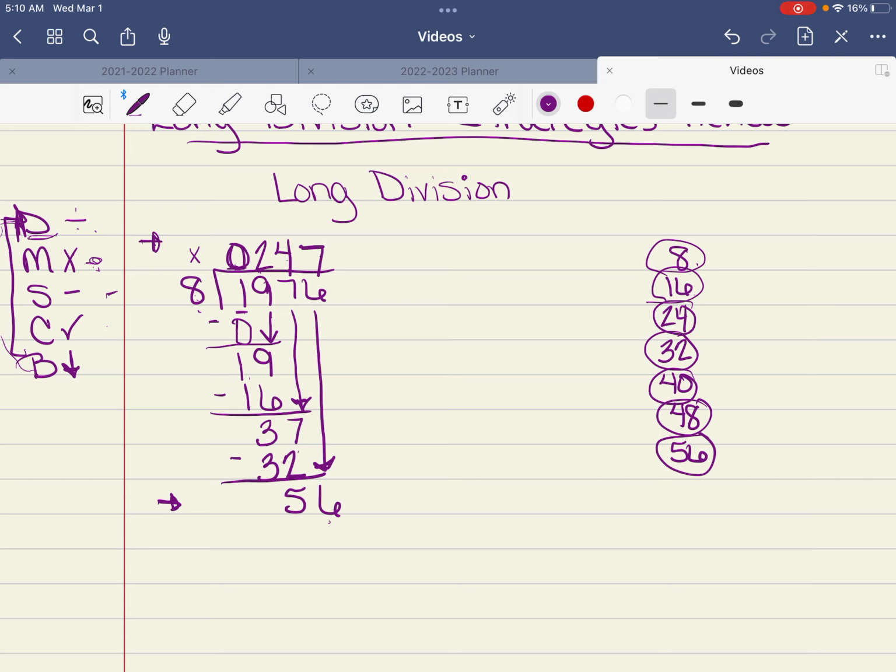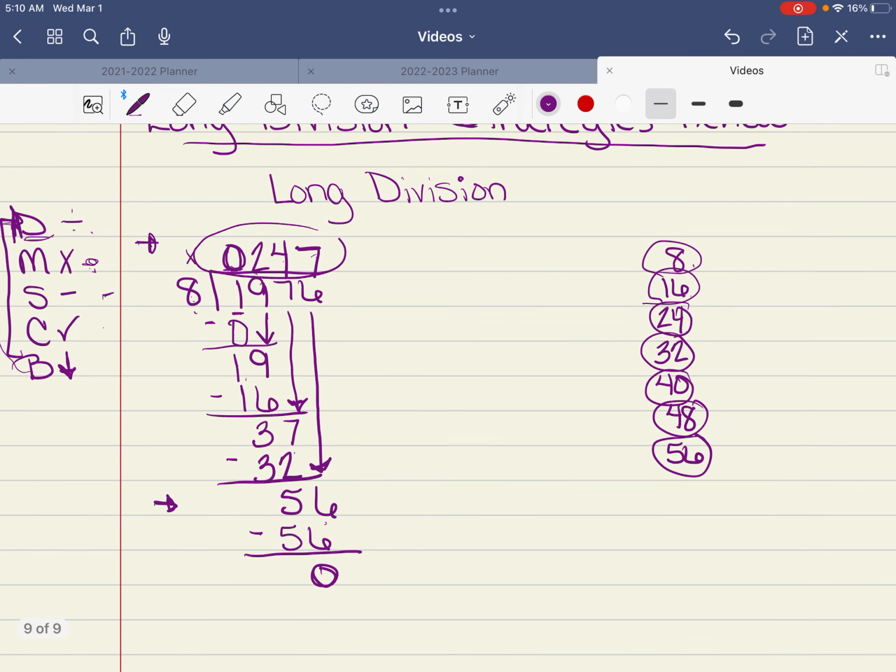I've just divided. What's my next step? Multiply. So 7 times 8, 56. Subtract. Nothing left over. Is 0 less than 8? Perfect. It is. I'm good to go. No more numbers to bring down. So my answer is whatever is up here. And so my answer is 247. So what this does is this tells me that 8 divides into 1,976 247 times.